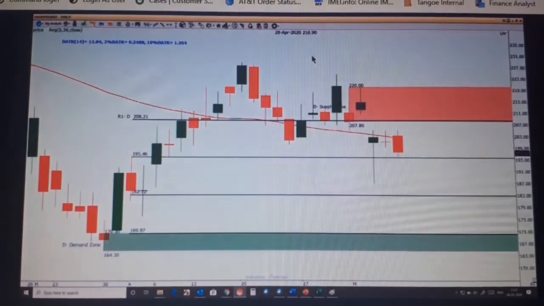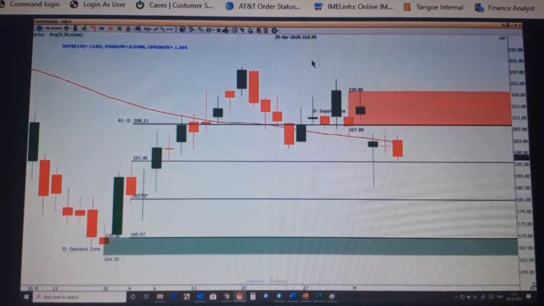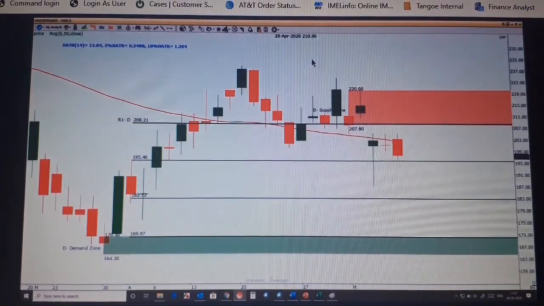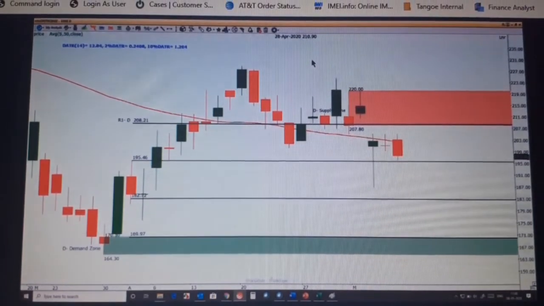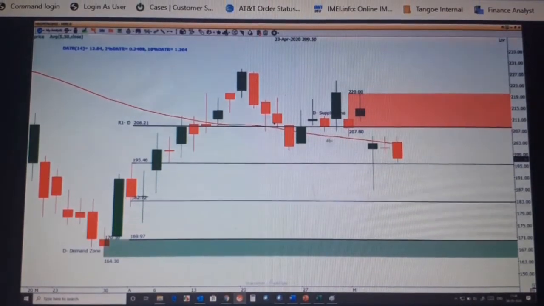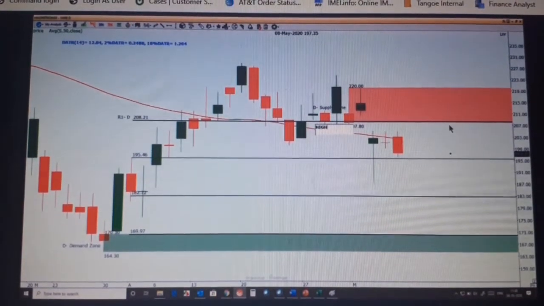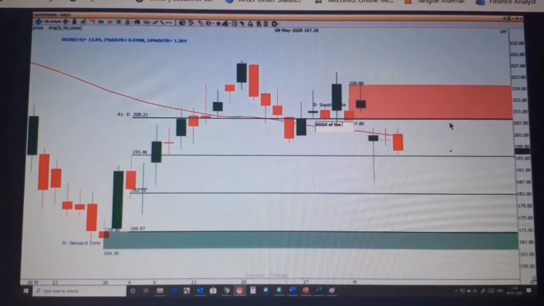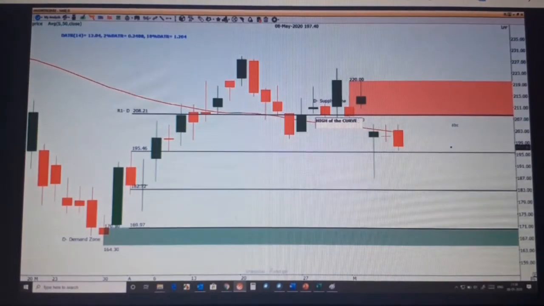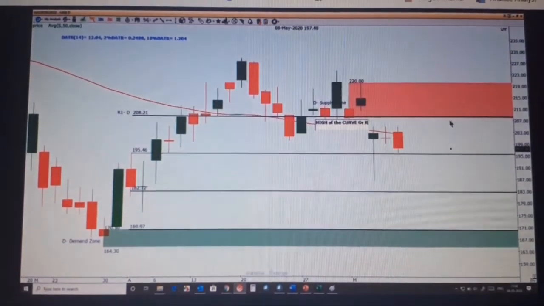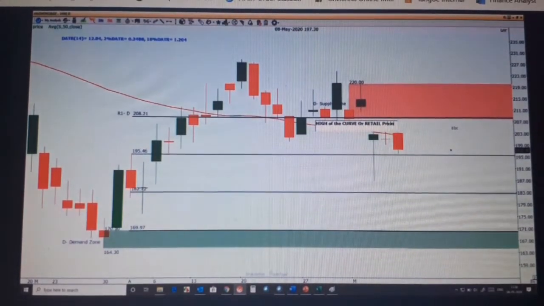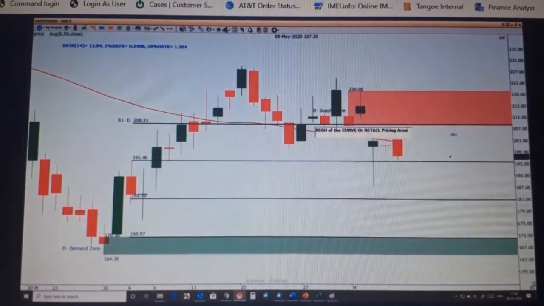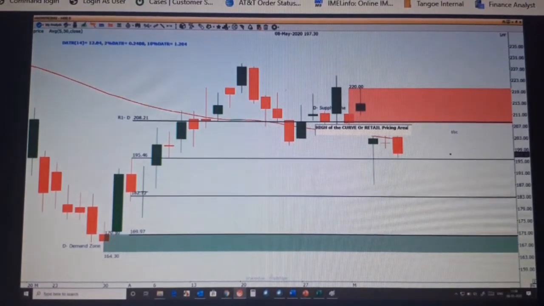Till here it's clear. Is this clear till here? Okay, now let's go here and write, this is high of the curve or retail pricing area. Okay, retail pricing area.